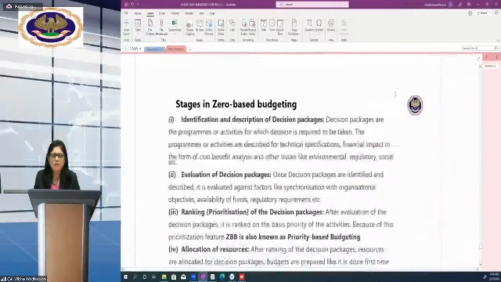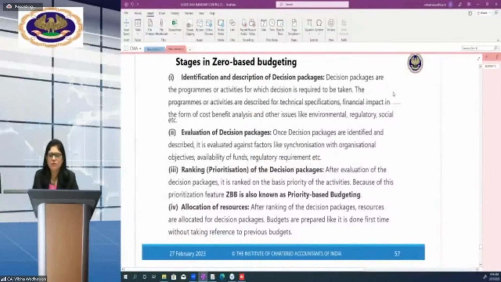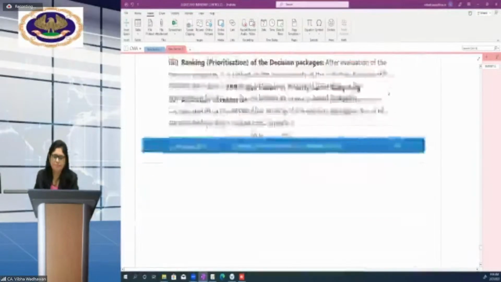Okay, so the stages in zero-based budgeting which I explained: we identify the decision package. Decision packages means the activities for which we have to take decisions. First we identify, then we evaluate what decisions will require what type of funds and what type of approvals, everything we evaluate. Then we rank the activities which are more important for the organization at present, and then we allocate the resources for the priority-wise activities. That is zero-based budgeting. Clear?